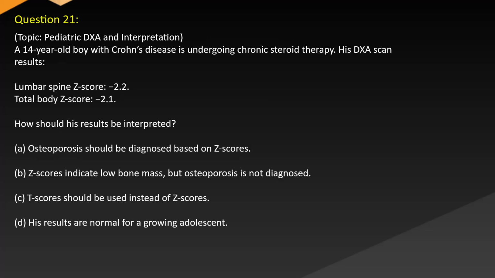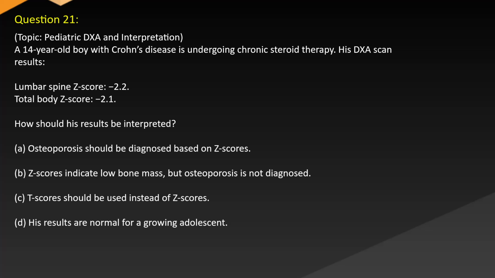Question 21. Topic: pediatric case and interpretation. A 14-year-old boy with Crohn's disease is undergoing chronic steroid therapy. His DSA scan results: lumbar spine Z-score, negative 2.2. Total body Z-score, negative 2.1. How should his results be interpreted?